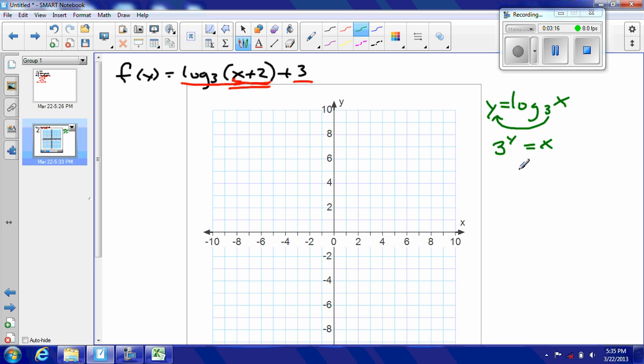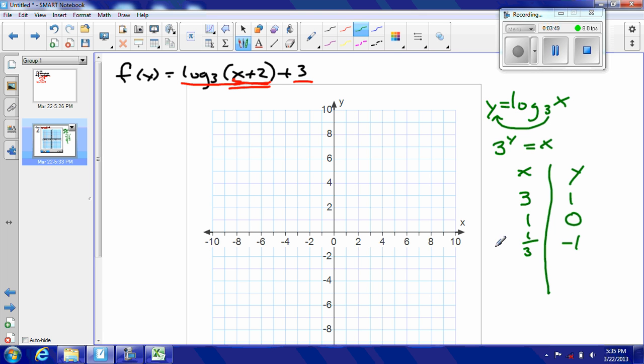So I'll make a little table of values, x and y. I'm going to start with my y values, and the y values I want to use are the ones that I know are going to be in every logarithmic function. So I'm going to start with 1. When y is equal to 1, x is going to be equal to 3. When y is 0, x is going to be equal to 1. And when y is negative 1, x is going to be equal to 1/3. You need to know these.